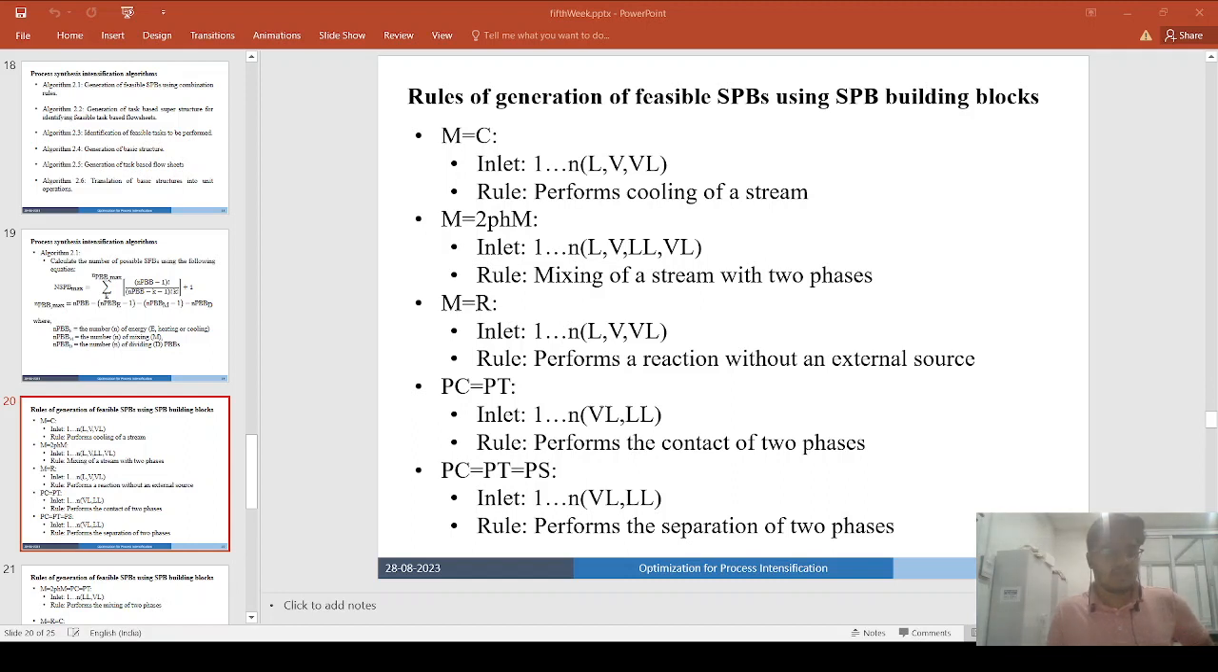And wherever the mixing, the reaction and the phase contact happen, it performs the reaction with external energy source cooling. So there should be an external energy source cooling provided, and the reaction will happen simultaneously. And for the case of mixing plus reaction, similar to the two-phase contact, two-phase mixing, phase contact, phase transition and phase separation, the rule is that it performs a reaction, phase creation and phase separation simultaneously. So these were the rules.